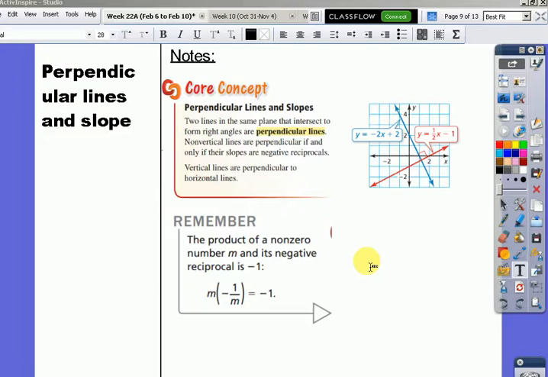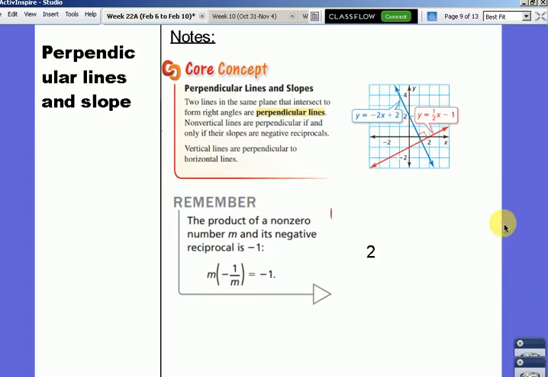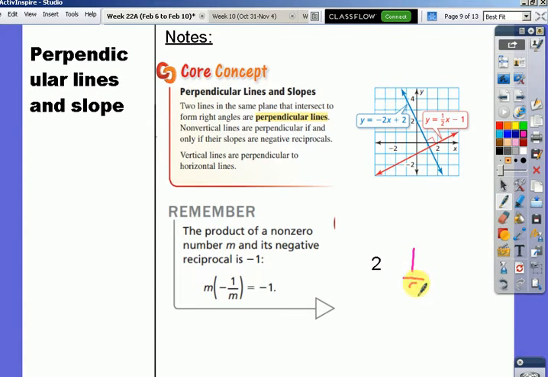So what's a reciprocal? Remember? A reciprocal is when you flip something. So for example, what is the reciprocal of 2? 1 over 2. So if the reciprocal of 2 is 1 over 2, what would the opposite reciprocal of 2 be? Negative 1 over 2.